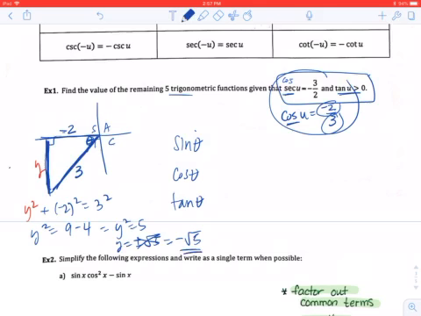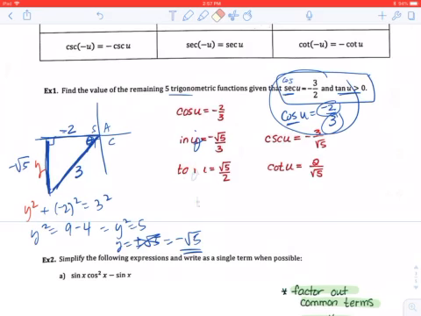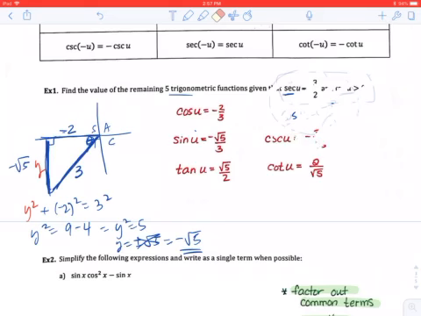So now that I have my x, my y, and my r, I can go ahead and find the 5 trigonometric functions. So why don't you do that now, and then you can compare your answer with mine as soon as we are done. Okay, so hopefully you got this.